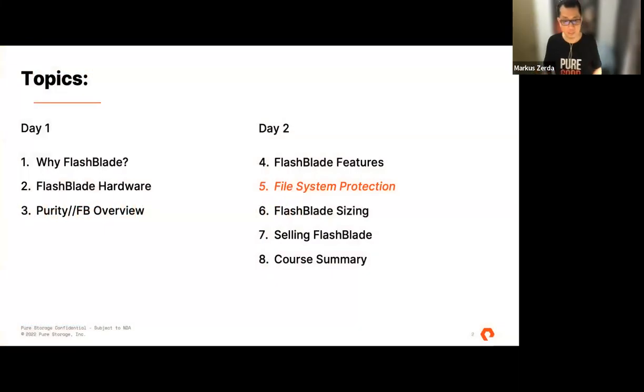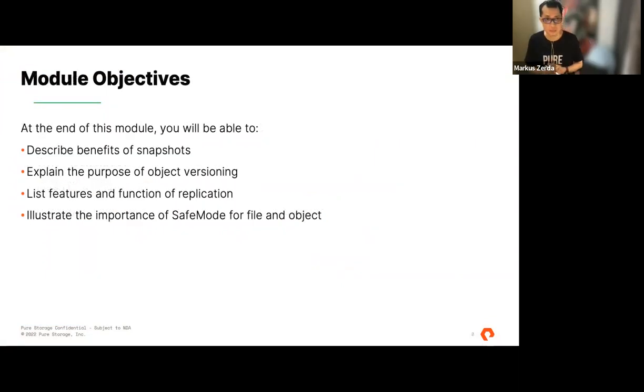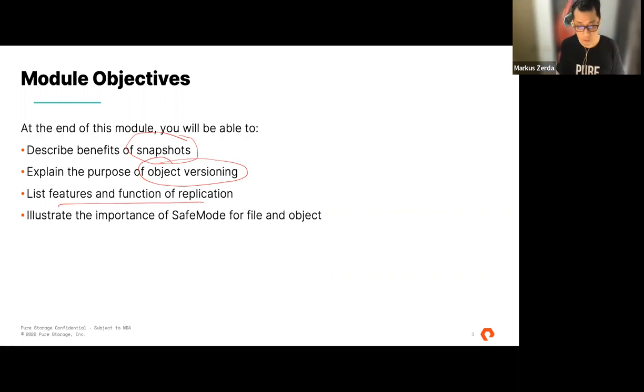We're going to talk about file system and object protection here. First, we're going to talk about snapshots. We do support snapshots in the FlashBlade. We're also going to talk about protecting your objects, so here we have object versioning. We're also going to list the features and function of replication on the FlashBlade, file and object replication. We're also going to talk about SafeMode for file and object.